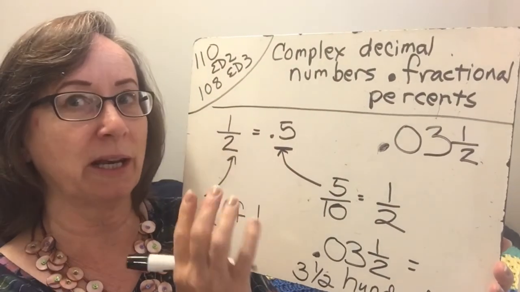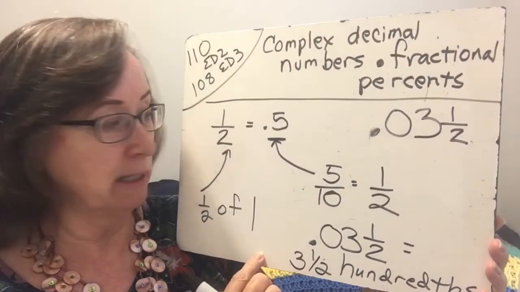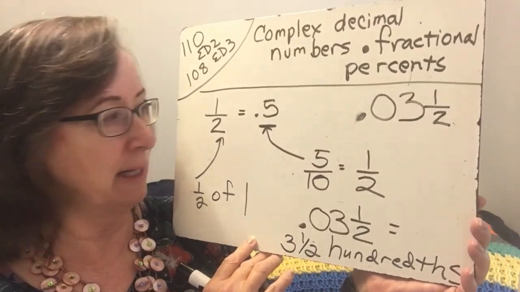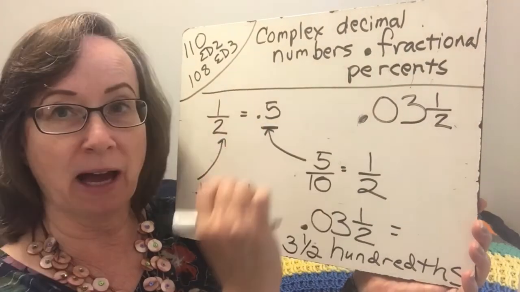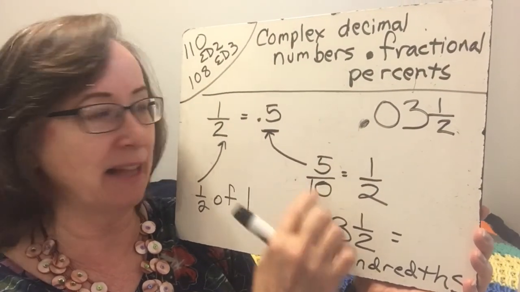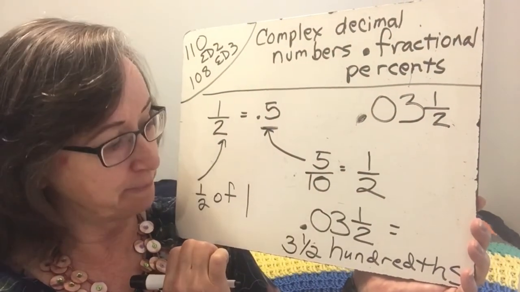Okay, so the first thing we're going to talk about is if we just see a 1/2, that means the 1/2 is in the ones place, and it's 1/2 of 1. And 1/2 of 1 is the same thing as 0.5 as a decimal, because 0.5 is the same as 5/10 because that's the tenths place, which is 1/2.